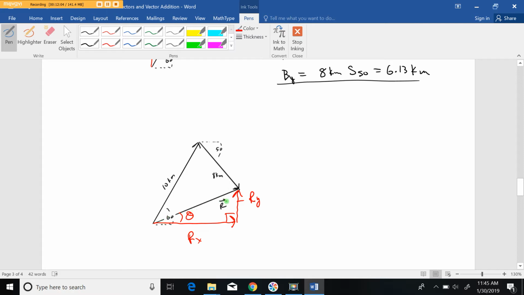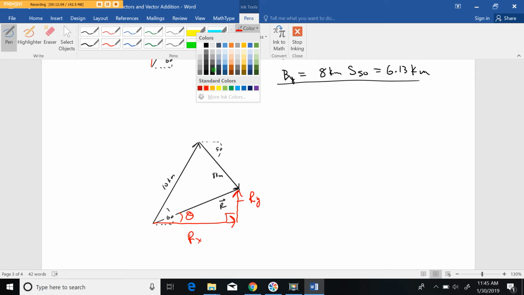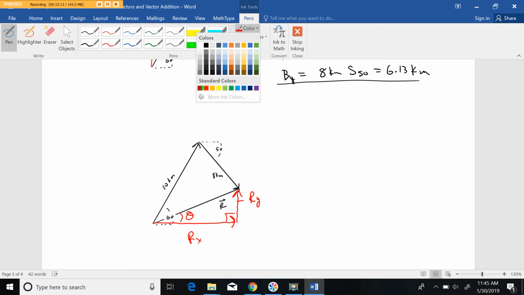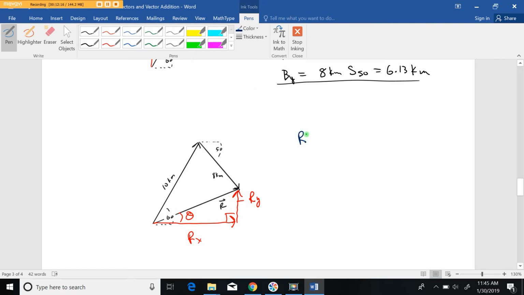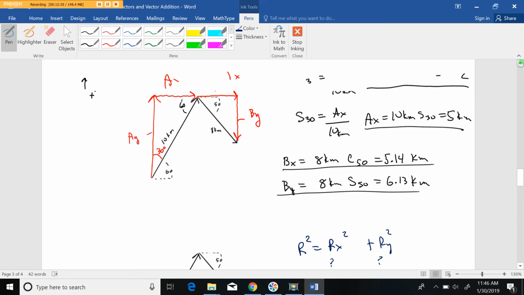All right, the hypotenuse is the magnitude of the resultant. And we can find that by the Pythagorean Theorem. The magnitude of the resultant squared is equal to Rx squared plus Ry squared. Now, the $1,000,000 question is, where do we get these things? And the answer is we get them by adding our previous work for vectors A and B.